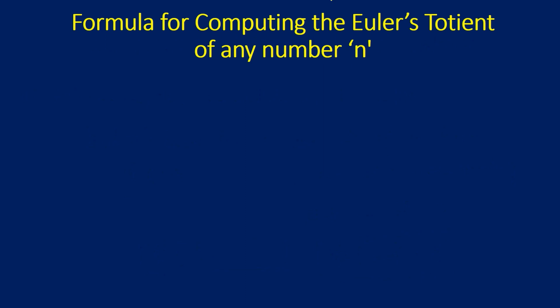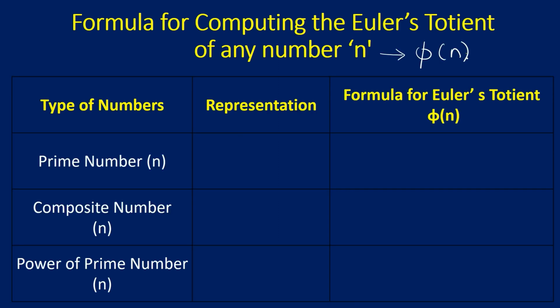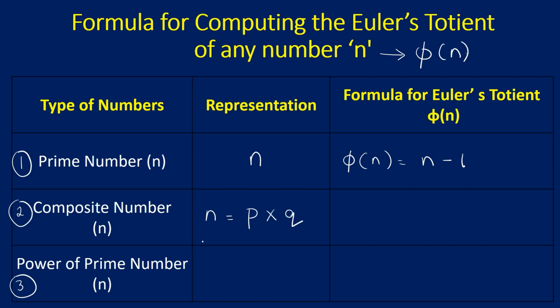So let us now check out the formula to compute the Euler Totient of any number n. It is also denoted as phi of n. Let us see the formula in the category of 3 types of numbers. In the first category, the number is a prime number. In the second, we consider a composite number, and in the third we consider the number to be a power of a prime number. So if n is prime, the formula of Euler Totient is given as n minus 1. If it is composite, composite means n is made up of 2 prime numbers, P and Q are prime numbers, and the composite number is the multiplication of 2 prime numbers. In that case, the Euler Totient is given as (P minus 1) into (Q minus 1).